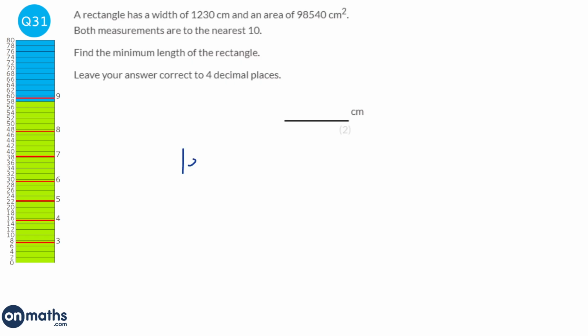To find the length of the rectangle, what we're going to do is get the area and divide it by the width.